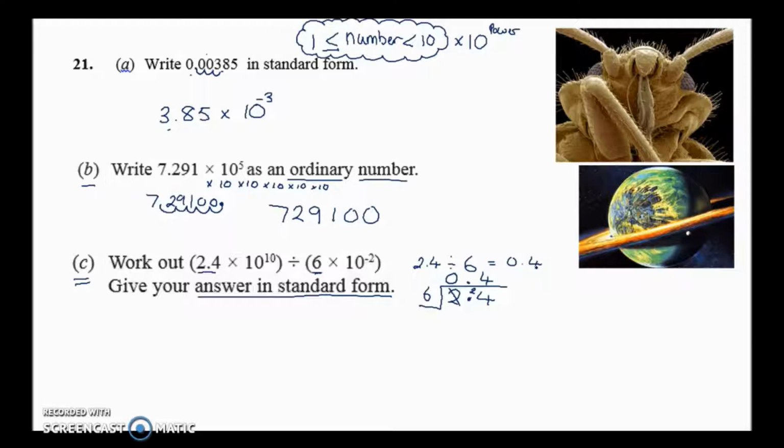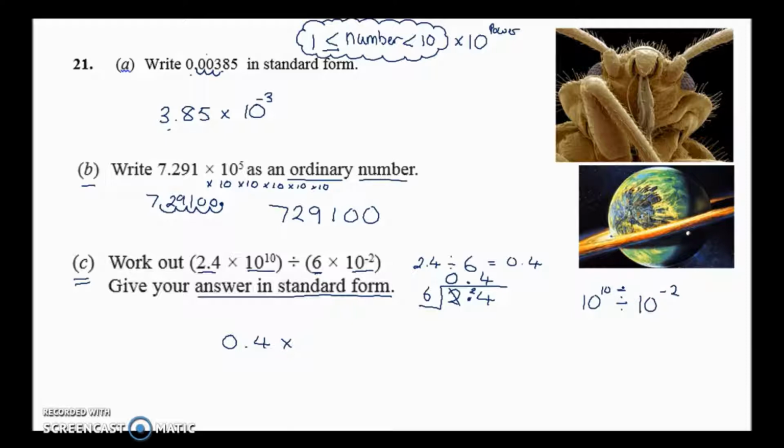So that's the first part. It's 0.4. Now we've got to work out this 10 to the power business. We've got 10 to the power of 10 divided by 10 to the minus 2. So if I do that over here as well, you've got 10 to the power of 10 divided by 10 to the minus 2. And if you know your laws of indices, or the rules for when you're working with powers, when you're dividing, what do you do with your powers? You need to remember to subtract them.